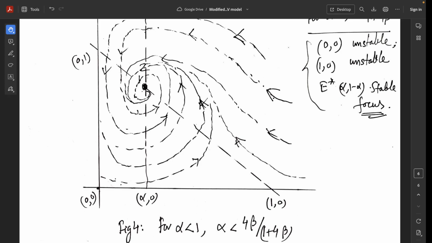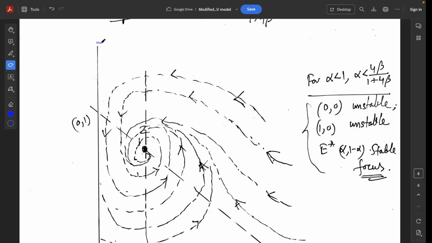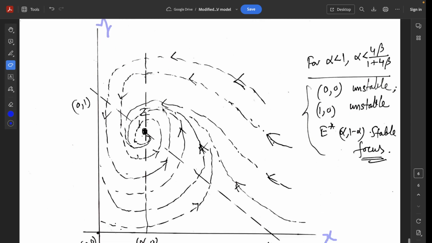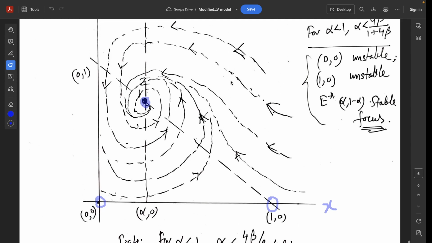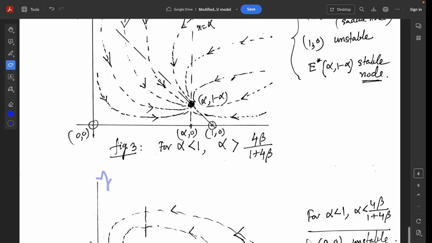We stop here. This is the x-axis and this is the y-axis here, and this is an unstable point, and this is also unstable. The only stable focus is E star (alpha, 1 minus alpha).